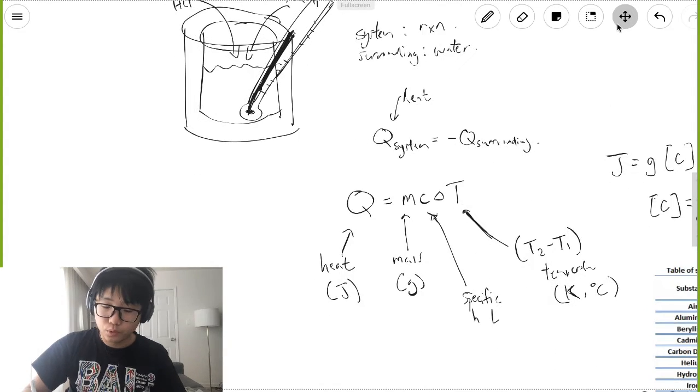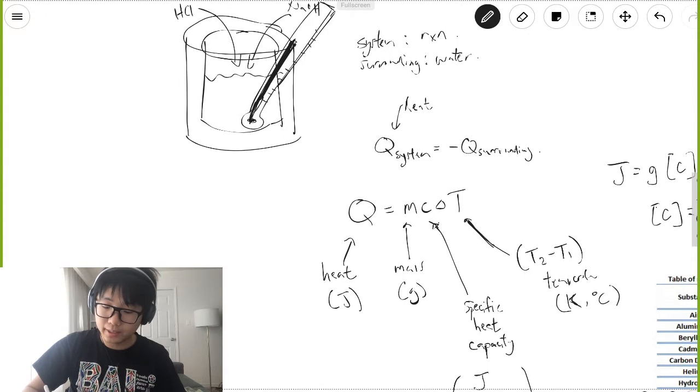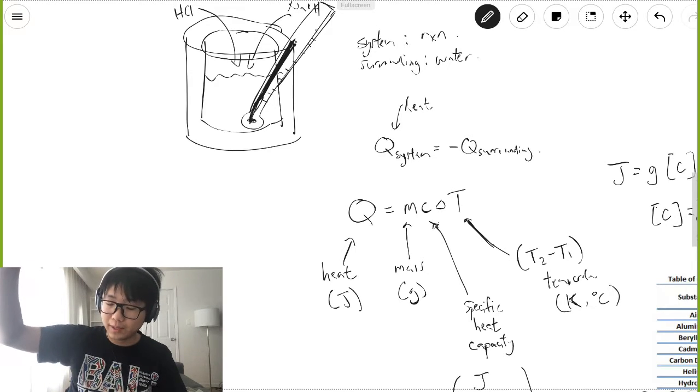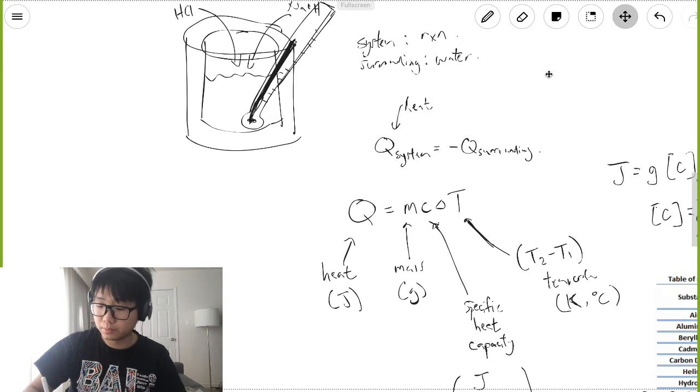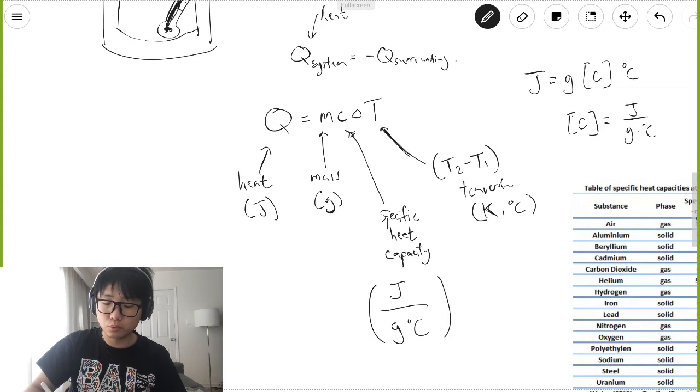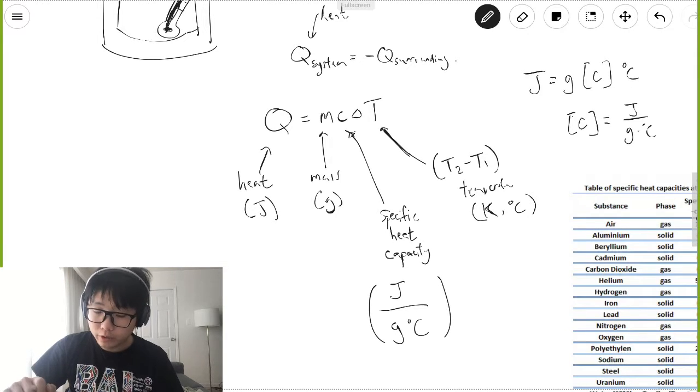Okay, so what data can I collect? I can measure the initial temperature of the water before the reaction started, and then the final temperature after the reaction took place. What quantity would that give me in this equation? That gives me delta T. Let's say it went from 25 degrees to 30 degrees, then the change in temperature is 5 degrees. So delta T is 5 degrees. What else would I have? I have the mass of the water. Let's say I have 100 milliliters of water, which is basically 100 grams of water.